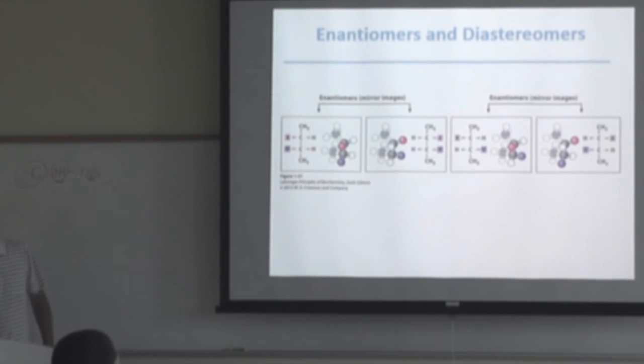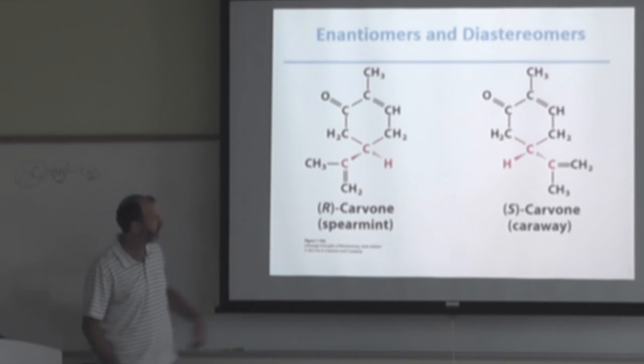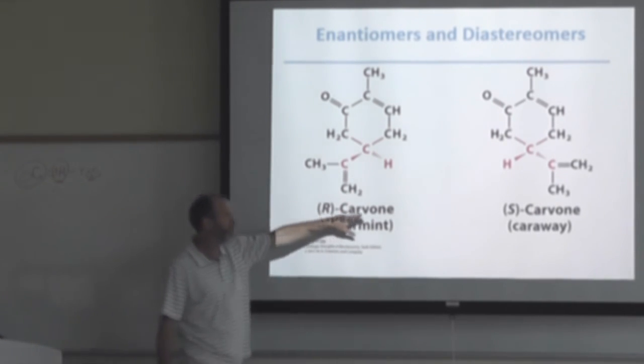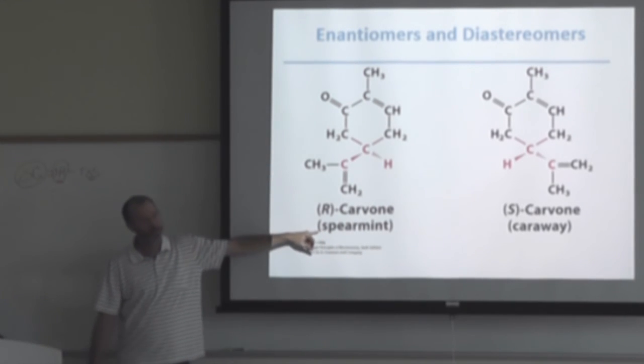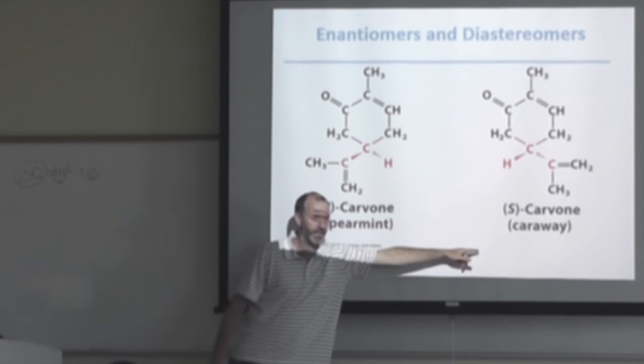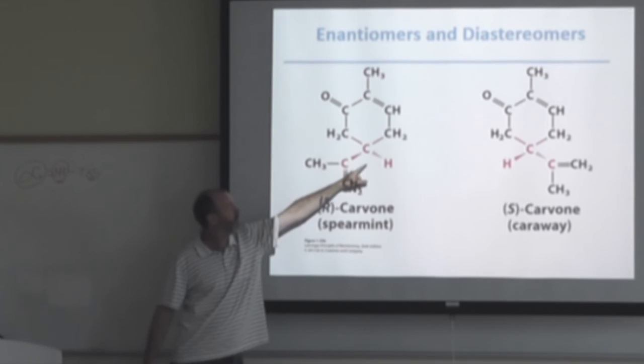Old review stuff. Another example of enantiomers where you can actually taste or smell the difference is the difference between R-carvone and S-carvone. This is the flavor you get from spearmint versus caraway seeds. Big difference in flavor, and it's just the orientation around this bond.